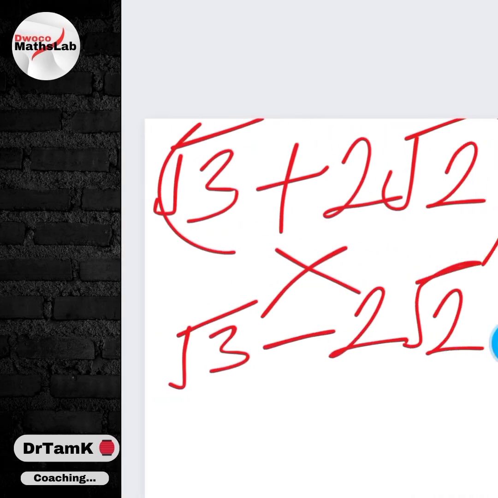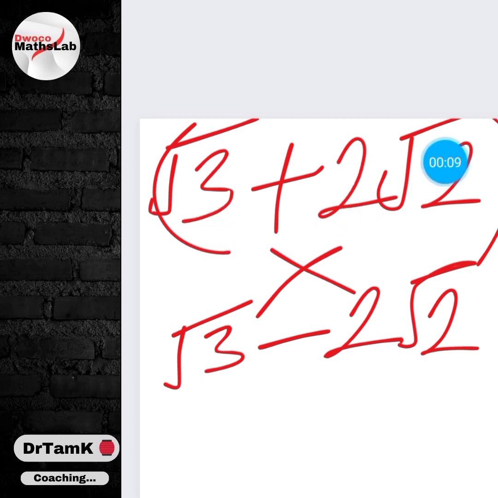Now the denominator is this part, which is root 3 plus 2 root 2 times the conjugate, which is root 3 minus 2 root 2. Now again, this is the difference of two squares. The difference is the plus and minus. If you look at them, root 3 is there, root 3 is there, 2 root 2 is there, 2 root 2 is there. So the difference is plus and minus. Is it clear to you?